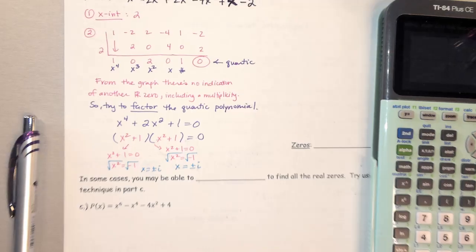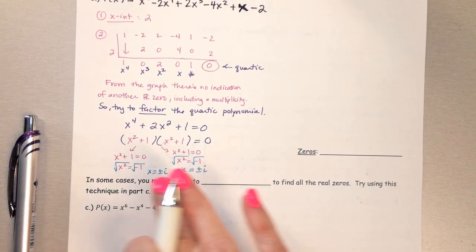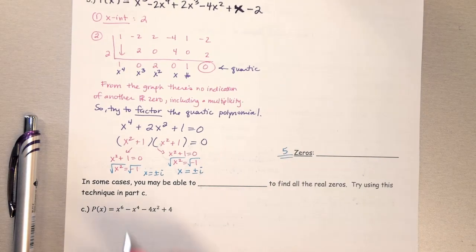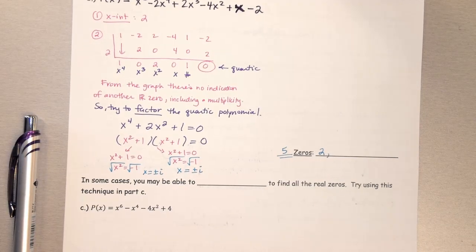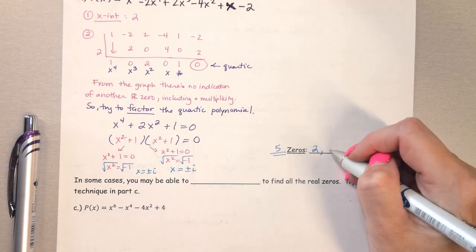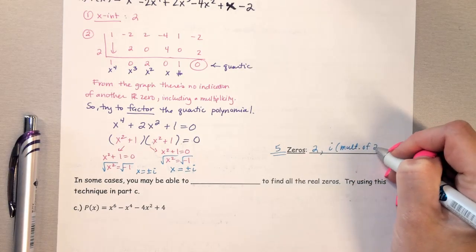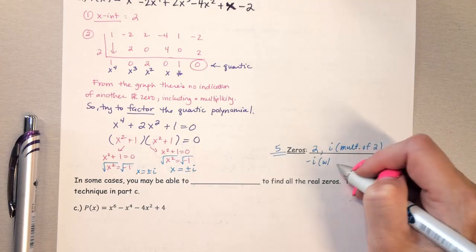So we do have to include the multiplicity here, okay, which is why we take the time to do that. So you need 5 zeros. That's the degree. So the first 0, don't forget 2. And then there's a couple different ways you can write this. You can write i with a multiplicity of 2 and -i with a multiplicity of 2.